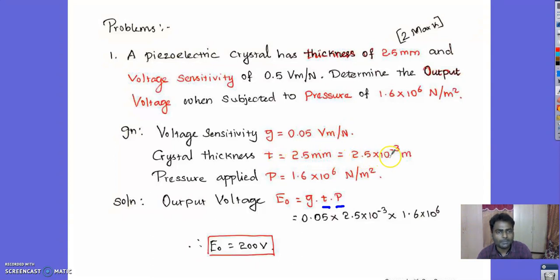A millimeter can be converted into meter by multiplying it by 10 to the power minus 3, and we substitute all the values in the formula of output voltage. Multiplying all these values, you will get the output voltage E0 equal to 200 volt.